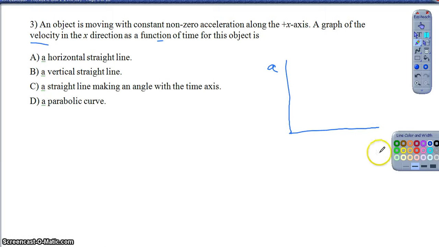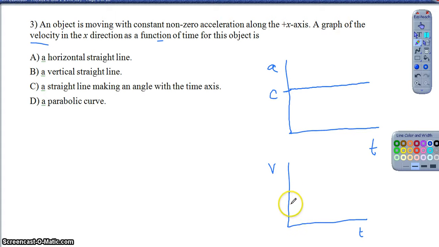So if I've got my acceleration up here and my time down here, it is a constant, but it's not zero. So the acceleration is not down here, but it is constant. The acceleration would be just a horizontal line at wherever we want that to be, right? So I'll just call this C for whatever constant value we want. The significance here, though, is the acceleration is the slope of a velocity versus time graph. And so if the acceleration is constant, then the slope of this graph, no matter where it starts, better be constant as well.